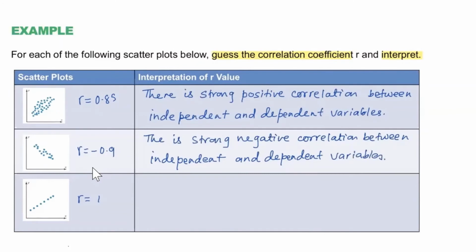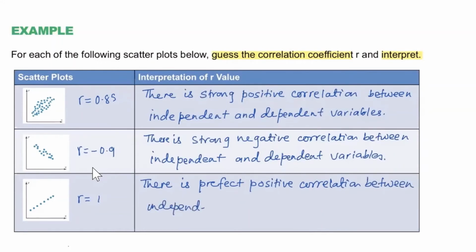R equal to +1. What is the interpretation? You can unmute yourself. What do you think? That's perfect correlation. There is perfect positive correlation. Positive correlation between independent, that is X variable, okay, independent and dependent.